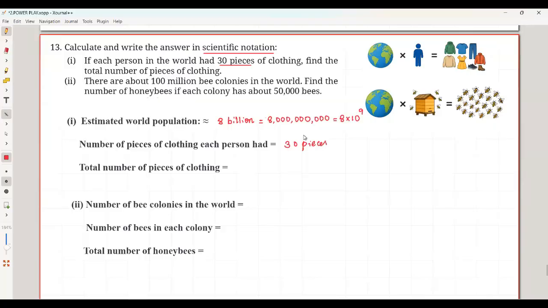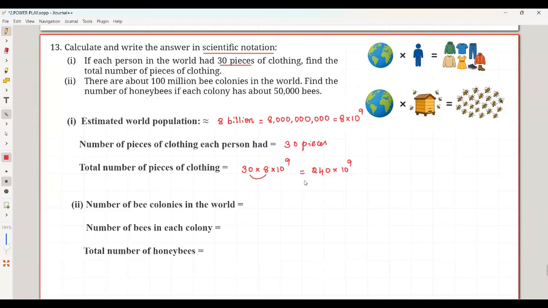Therefore, for the total number of pieces of clothing, each person has 30 pieces, so we just have to multiply these two. We can write it as 30 into 8 into 10 to the power 9. First you multiply 30 into 8: 3 eights are 24, and the zero gives 240, into 10 to the power 9.